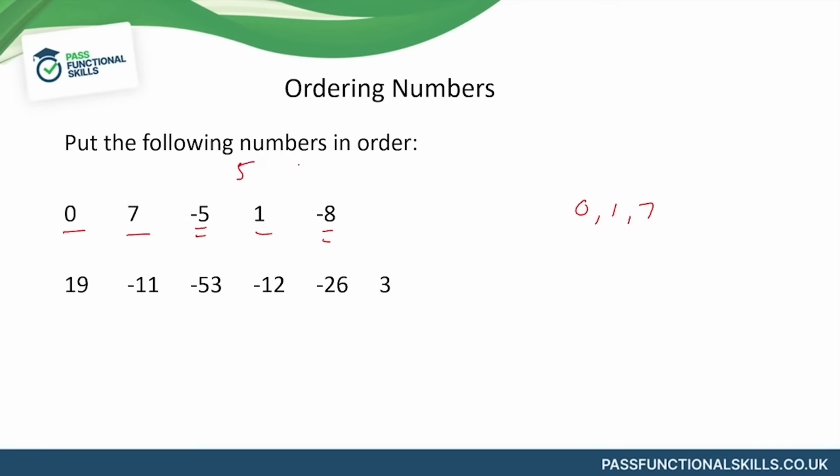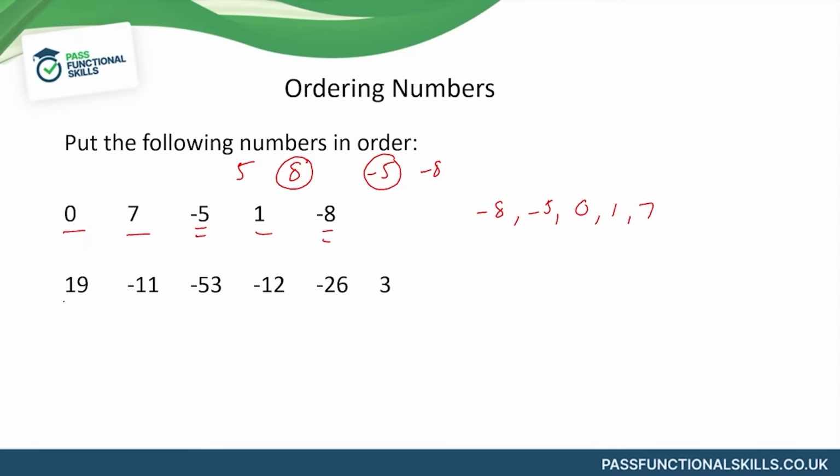Well, let's look at 5 and 8. 8 is bigger out of 8 and 5, but if it's minus 5 and minus 8, then minus 5 is greater. So minus 5 will be there, and minus 8 is the smallest. So negative 8, negative 5, 0, 1, 7.